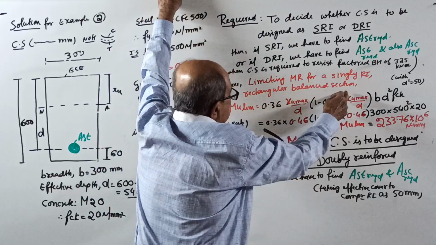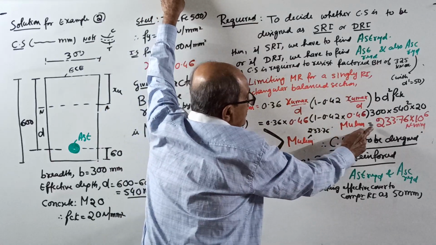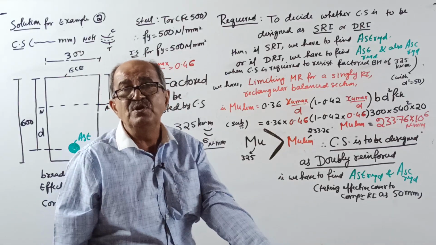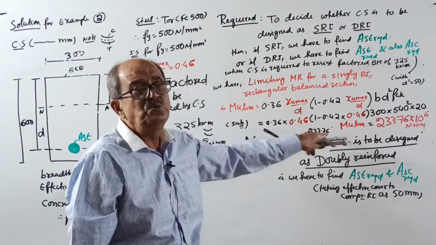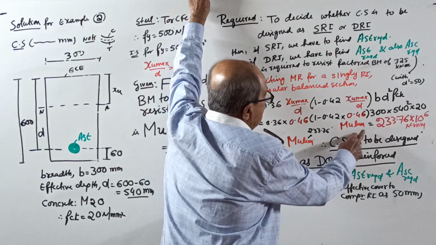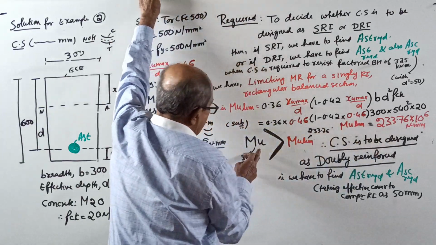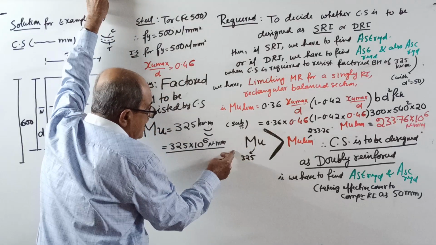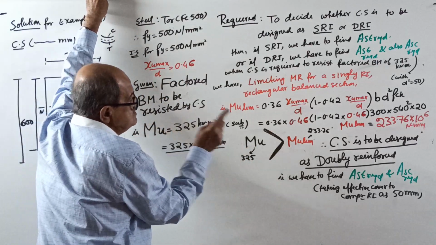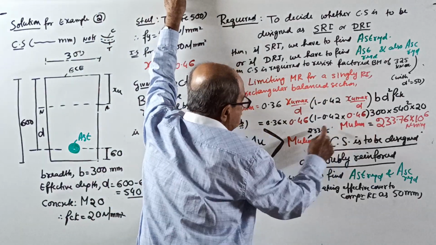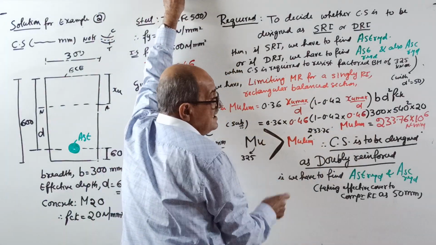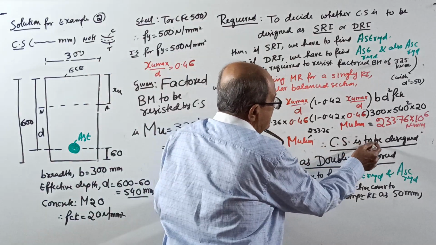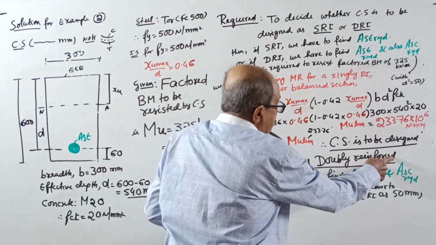Same limiting MR I told you, substitute in the formula, it will come 233.76. Why am I not explaining? Last class I explained fully. Same repeat. I change only the numbers, so it will come 233.76. So compare. Factored BM to be resisted, you can write here: 325. Limiting MR for singly: 233. Last time it came less, therefore it was singly. This time it came more. The cross section is to be designed as doubly reinforced.